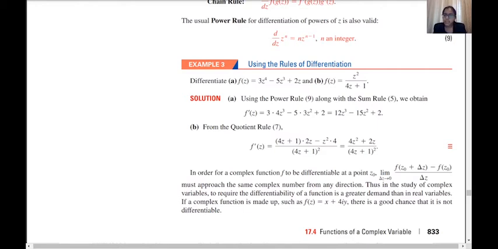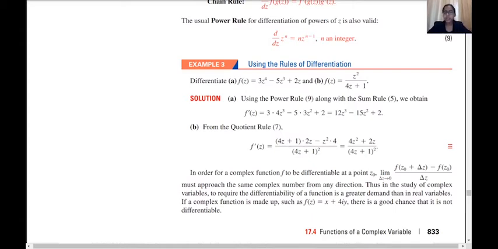And we have to differentiate f of z is equal to z square by 4z plus 1. So that will be 4z plus 1 into 2z minus z square into the derivative of 4z plus 1. The derivative of 1 is 0, the derivative of 4z is 4. So 4 into z square, divided by 4z plus 1 whole square. Okay, so this is pretty simple.